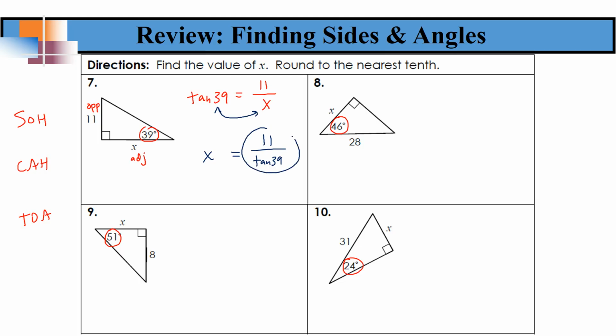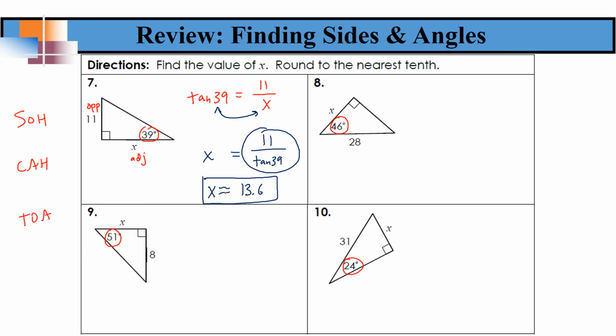And then we just need to type this into our calculators. You've seen this enough, but I'll go ahead and tell you, you can double check by using your own calculator. If you type that in, you should get approximately 13.6. So make sure you're checking that on your own. Let's try number 8 now.